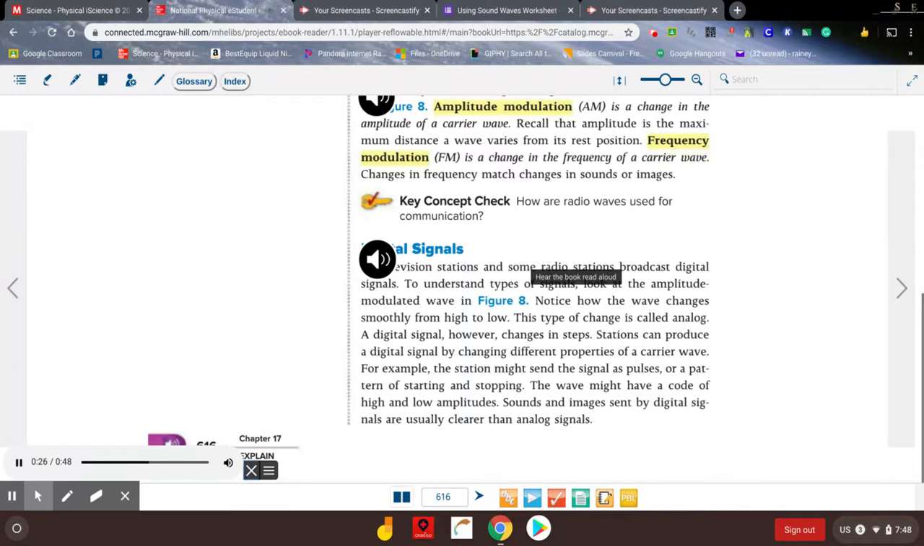Stations can produce a digital signal by changing different properties of a carrier wave. For example, the station might send the signal as pulses or a pattern of starting and stopping. The wave might have a code of high and low amplitudes. Sounds and images sent by digital signals are usually clearer than analog signals.